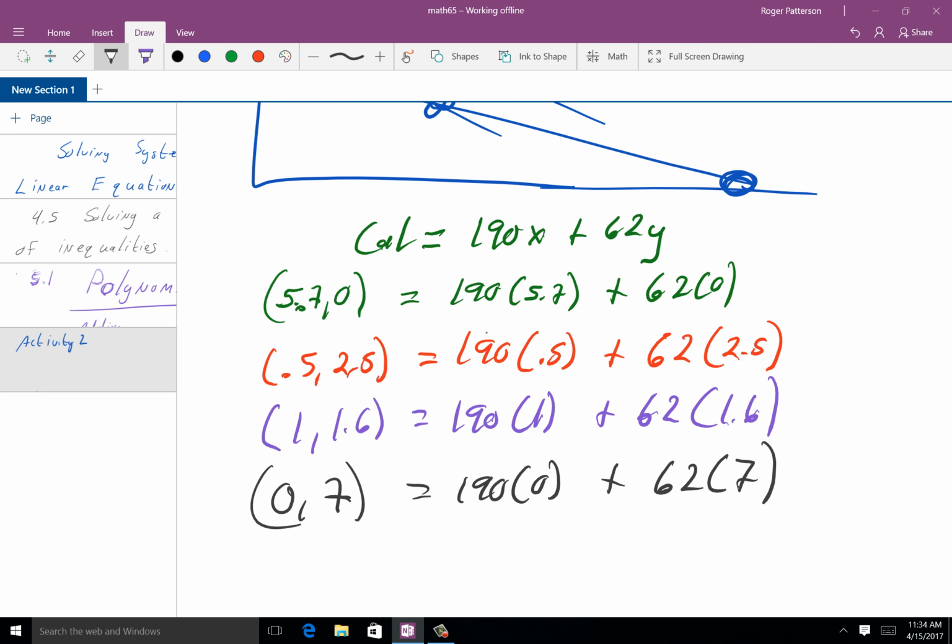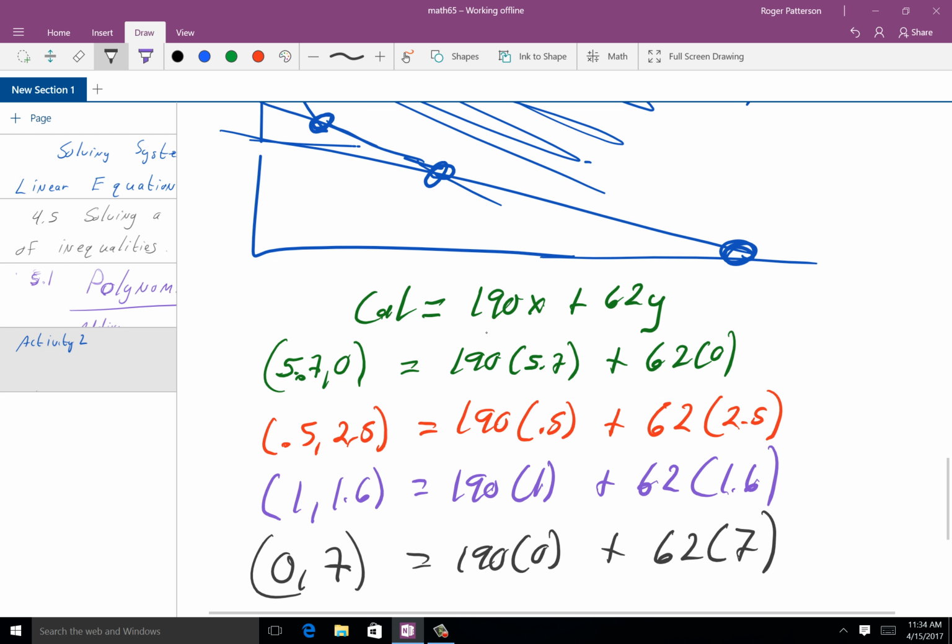Okay? So I'm taking each corner point of that region that I had. I don't care about all those other points. They don't mean anything. They're not minimizing calories. It's the ones on the bottom that are minimizing calories. So I want to know which one of these is going to be the right answer.